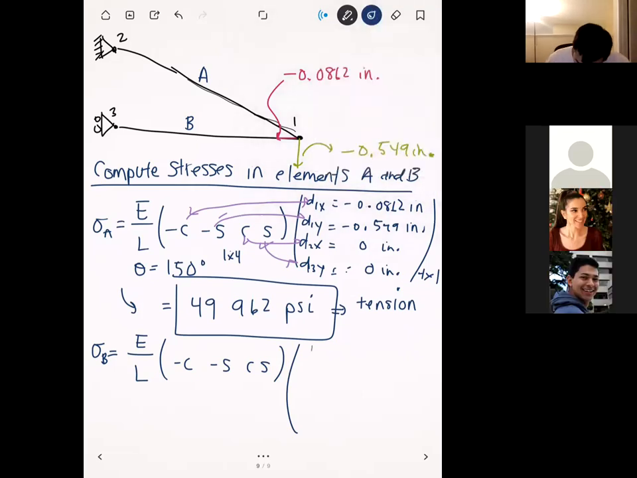I have a quick question. You wrote d3y. Is it supposed to all be 2s? Yes, that's right. Yeah, thanks for catching that.